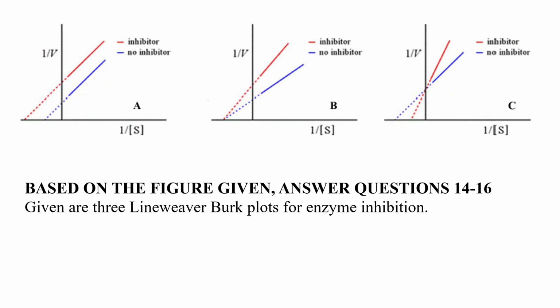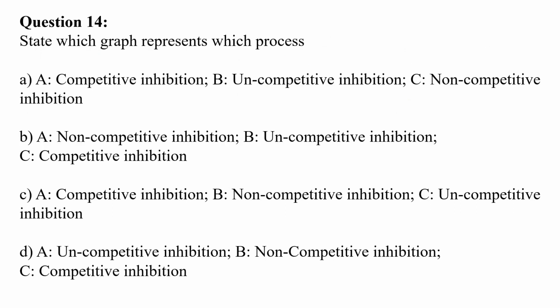Okay, so the upcoming questions are based on this Lineweaver-Burk plot. We have already discussed this Lineweaver-Burk plot, so I hope this should not be a problem. So question number 14 is: state which graph represents which process. Option A is competitive, uncompetitive and non-competitive inhibition. Option B is non-competitive, uncompetitive and competitive inhibition. Option C is competitive, non-competitive, uncompetitive inhibition, and option D is uncompetitive, non-competitive and competitive inhibition.